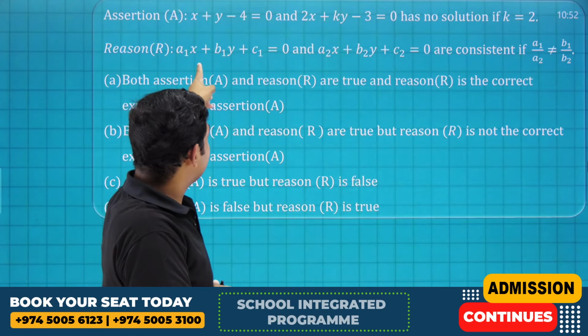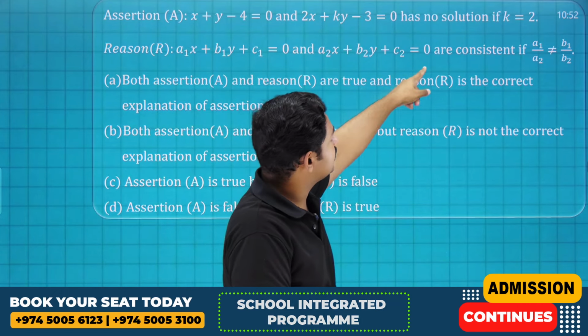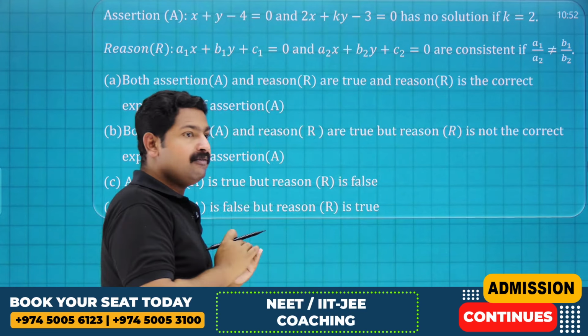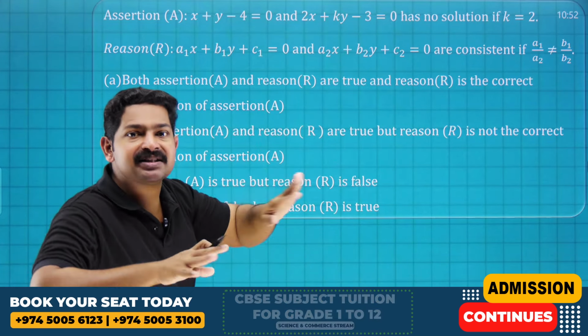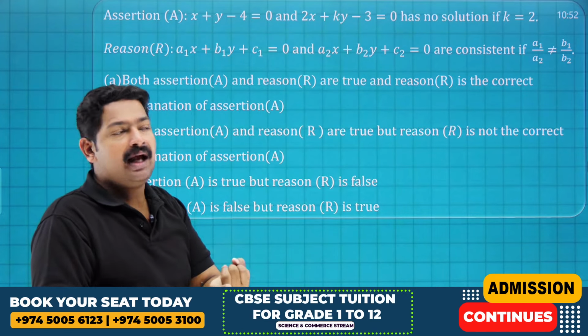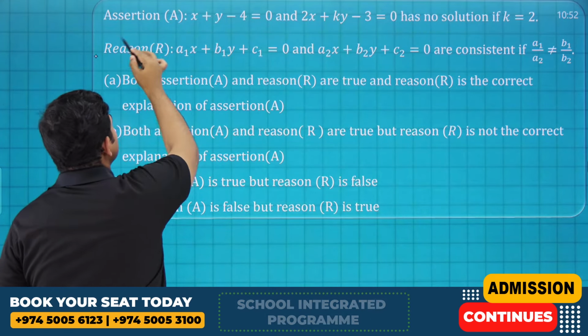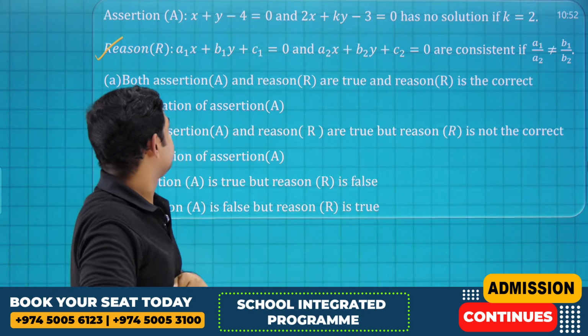Anyway, a1x plus b1y plus c1 equal to 0 and a2x plus b2y plus c2 equal to 0 are consistent if a1 by a2 not equal to b1 by b2. That is correct, right? If a1 by a2 not equal to b1 by b2, it is consistent. It has a unique solution and the lines will be intersecting. So the reason is correct, unfortunately. So we need to check the assertion also here.